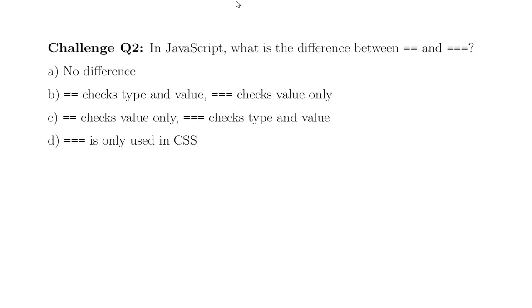Second question. In JavaScript, what is the difference between double equal and triple equal? Option A is no difference. Option B is double equal checks type and value, while triple equal checks value only. Option C is double equal checks value only and triple equal checks type and value. Option D is triple equal is only used in CSS. Which one is the correct option? Just write me in the comments.